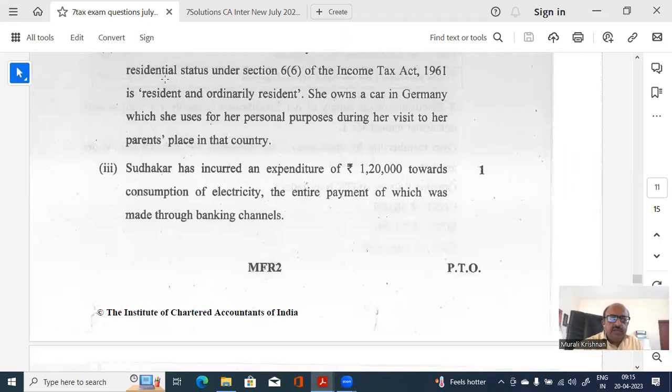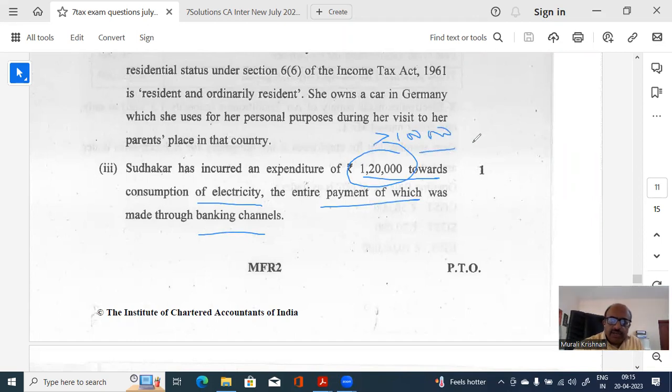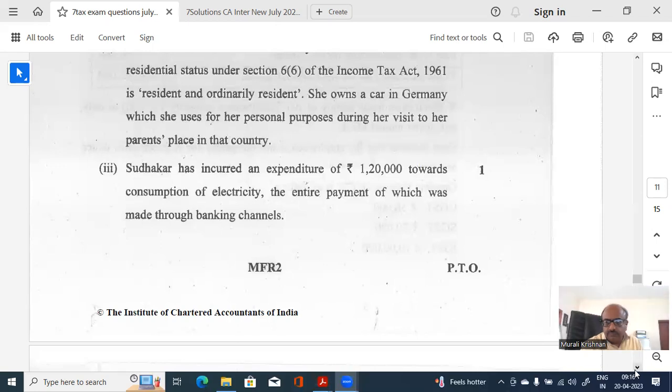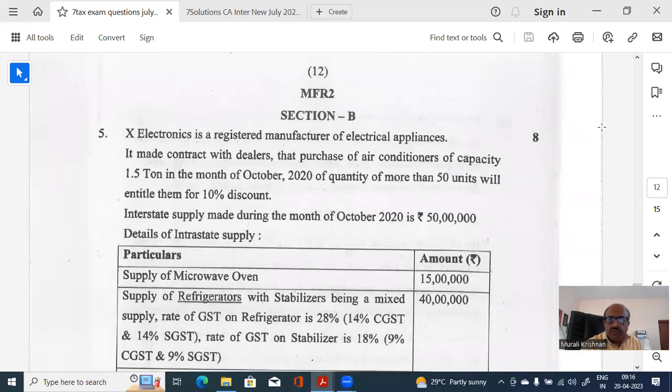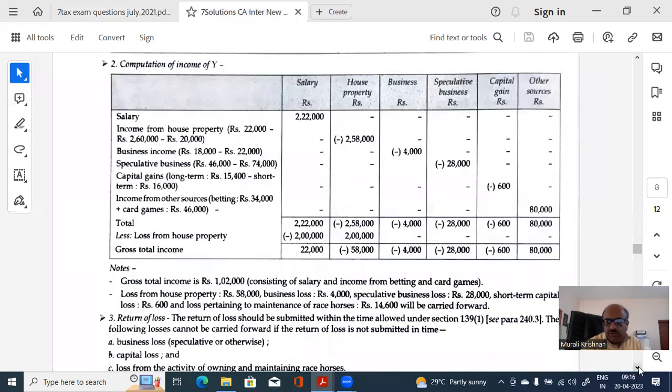Sudhakar incurred expenditure of 1,20,000 towards consumption of electricity, and the entire payment is through bank channels. For any amount more than 1 lakh, the limit is 1 lakh, for electricity payment, he has to file a return of income. This is section B, so this we will cover in the next class. But let us go and see the solution.